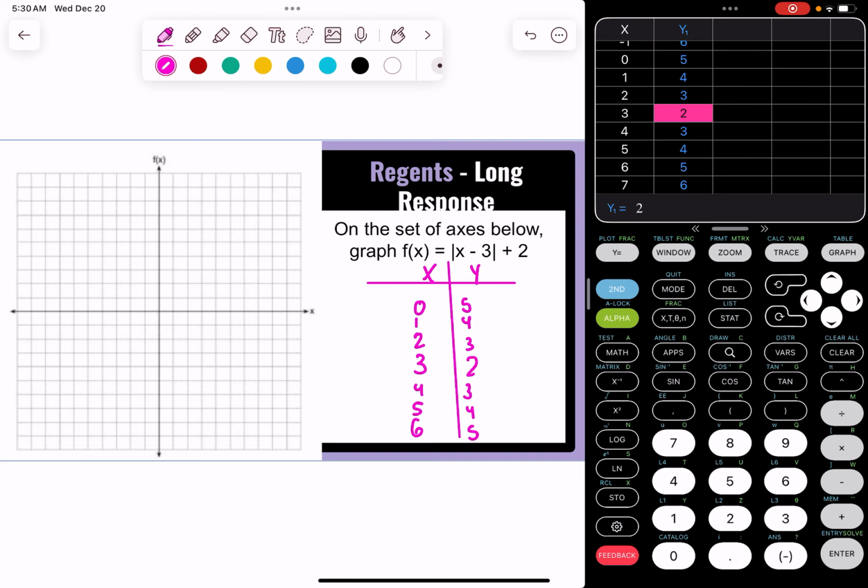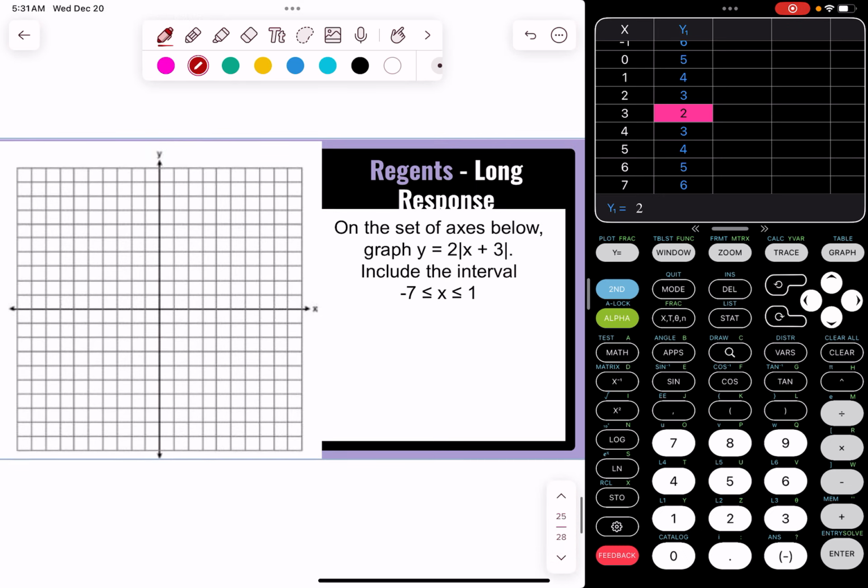And now I'm going to go plot these. 0, 5. 1, 4. 2, 3. 3, 2. 4, 3. 5, 4. 6, 5. Now, they didn't tell me any domain to use, which means it's all the possible numbers. So I'm going to put my lines a little bit longer, and I'm going to put some arrows. Very nice.